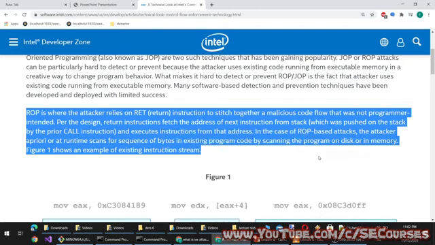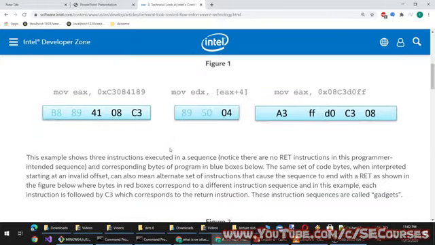ROP is where the attacker relies on the return instruction to stitch together a malicious code flow that was not programmer-intended. Per the design, return instructions fetch the address of the next instruction from the stack, which was pushed on the stack by the prior call instruction, and execute instructions from that address. In the case of ROP-based attacks, the attacker a priori or at runtime scans for sequences of bytes in existing program code by scanning the program on disk or in memory. Figure 1 shows an example of an existing instruction stream.